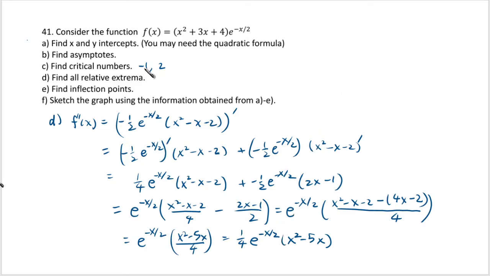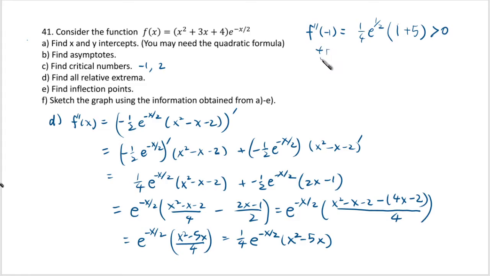And now let's evaluate these 2 points at the second derivative to figure out the nature of that critical number. F double prime of negative 1 is 1/4 e to the positive 1/2 times negative 1 squared, which is positive 1. Negative 1 times negative 5 is plus 5. And these are all positive numbers, right? So it's positive. I don't care about the exact value. It's positive.